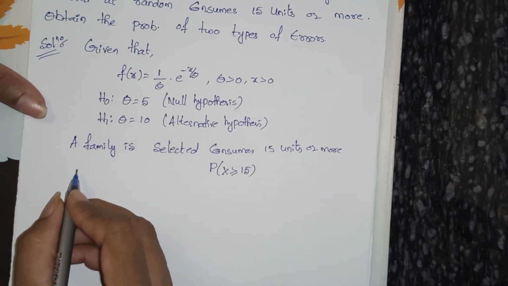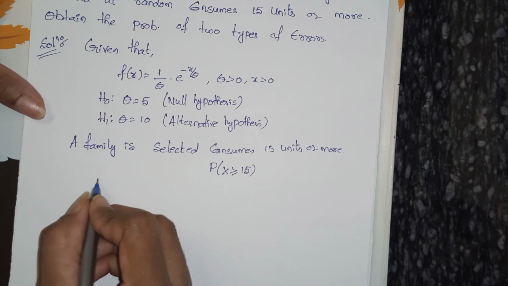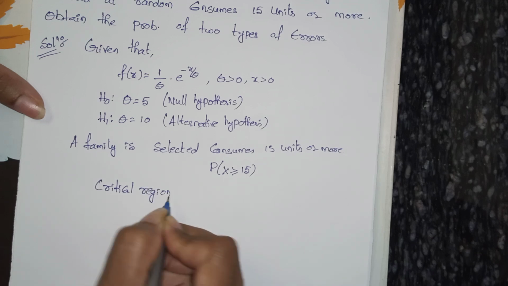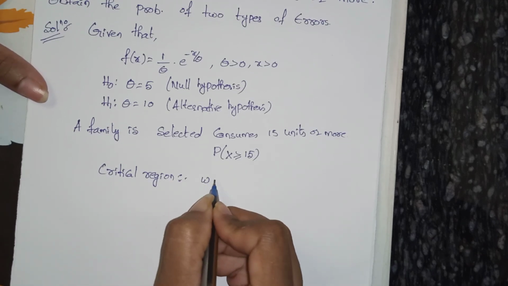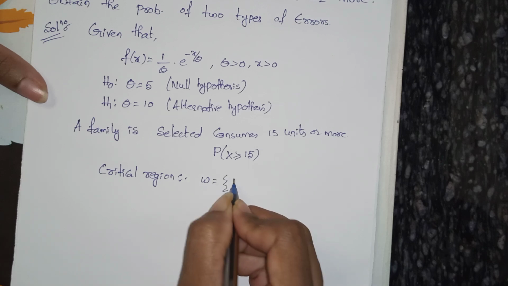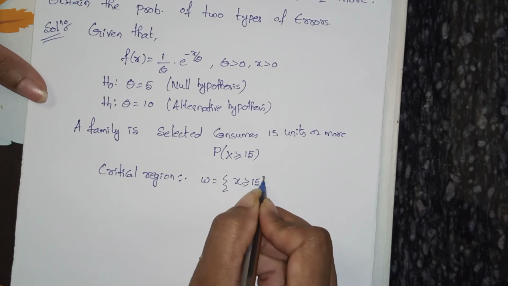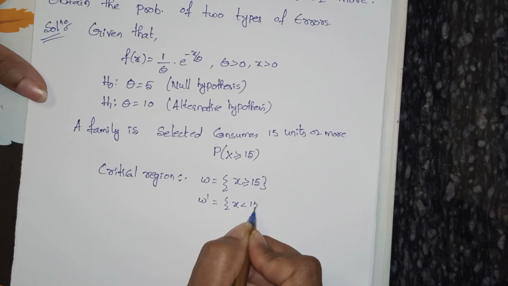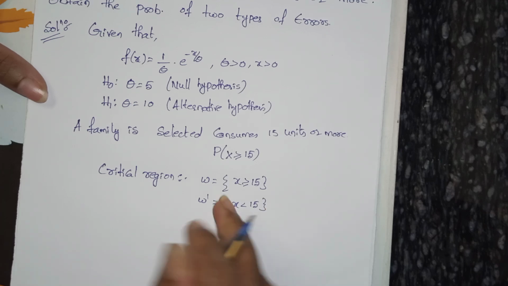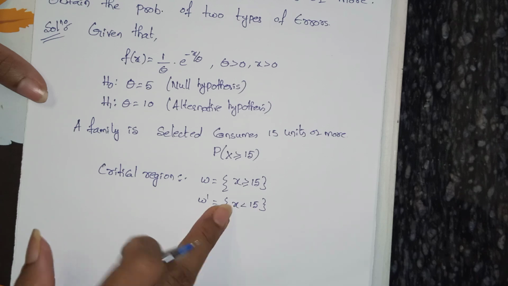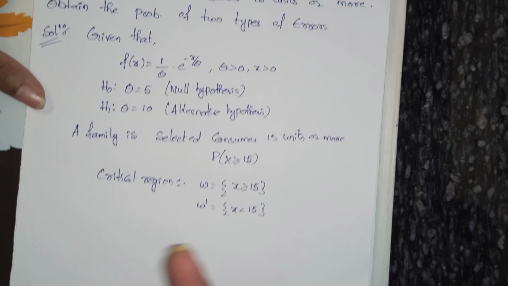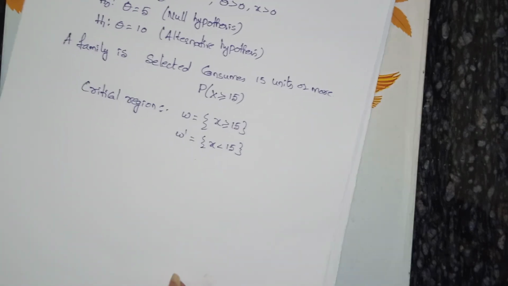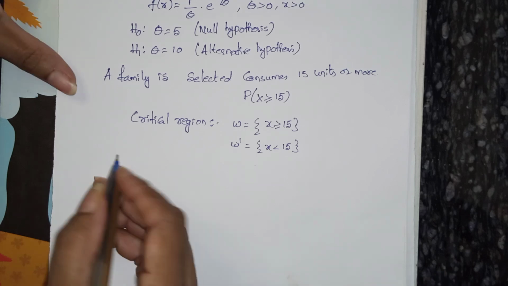First we'll write the critical region, which is denoted with omega. Omega equals x greater than or equal to 15, and omega dash is x less than 15. Here we take one value and test, and here another value and test, and those values are 5 and 10. So first we are going to find the type 1 error.